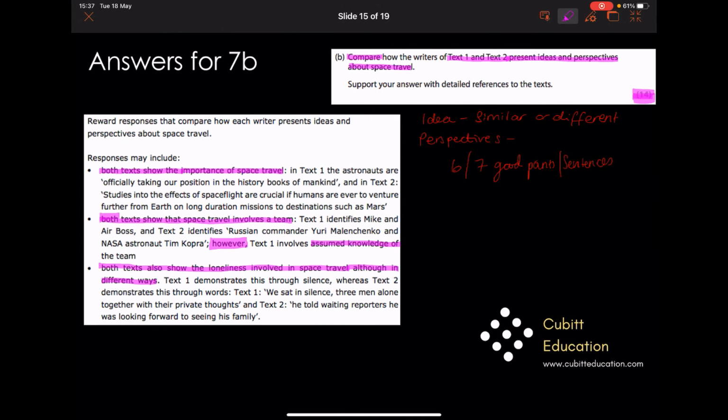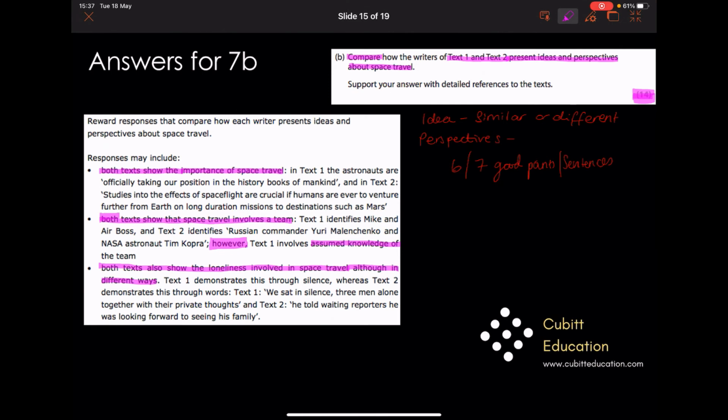Text 1 demonstrates this through silence, whereas text 2 demonstrates this through words. Text 1: "we sat in silence, 3 men alone together with their private thoughts." And text 2: "he told waiting reporters he was looking forward to seeing his family." Okay, so a really good example there of a decent sentence and good marks.